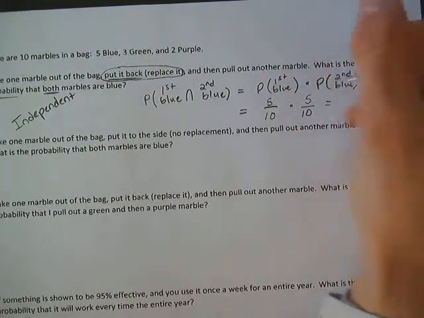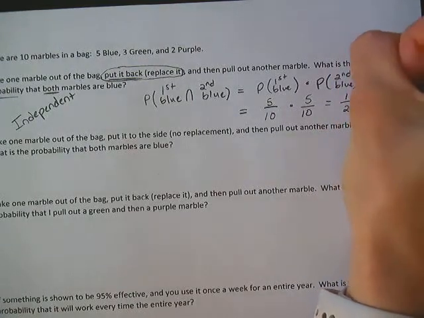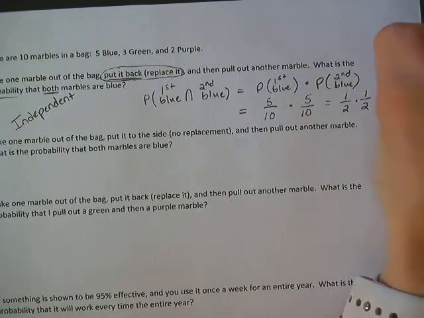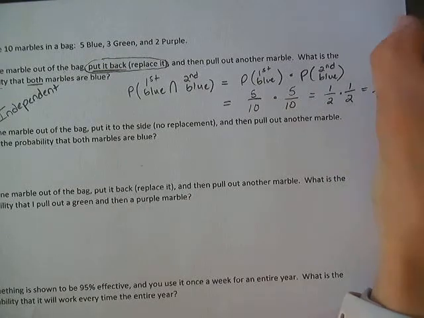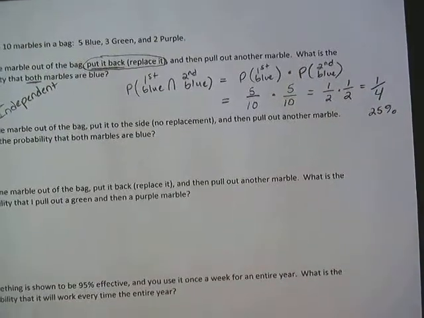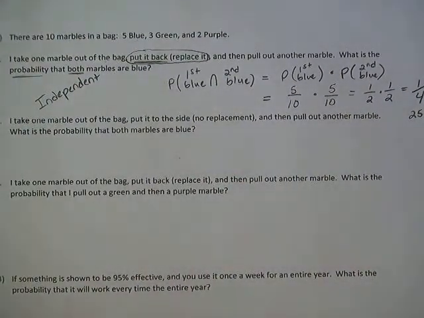But I like to simplify a little bit. So 5 out of 10 is 1/2. So it'd be 1/2 times 1/2, and that would equal 1/4. That one's just coincidence, but we got the same answer as the other one. So we have a 1 out of 4 chance, or a 25% chance, of both of them being blue. All right, so let's look at the next example.